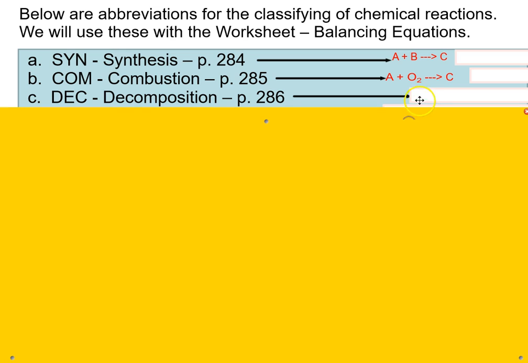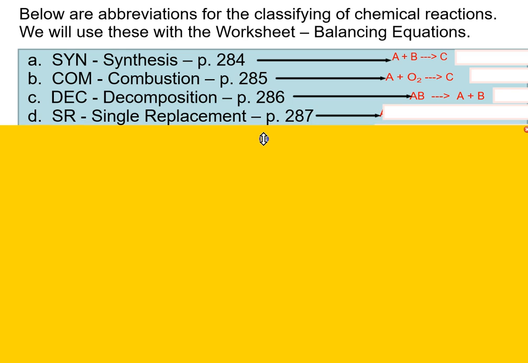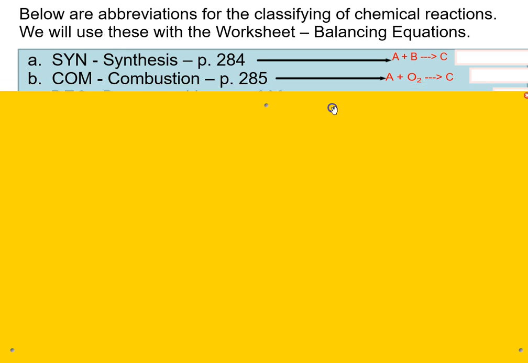Next is the decomposition. Decomposition is 1 becomes 2. One substance becomes 2. So A and B are together at the beginning, and then they are separated into A and B as part of the reaction. Single replacement. And let's look at what you have in the textbook.